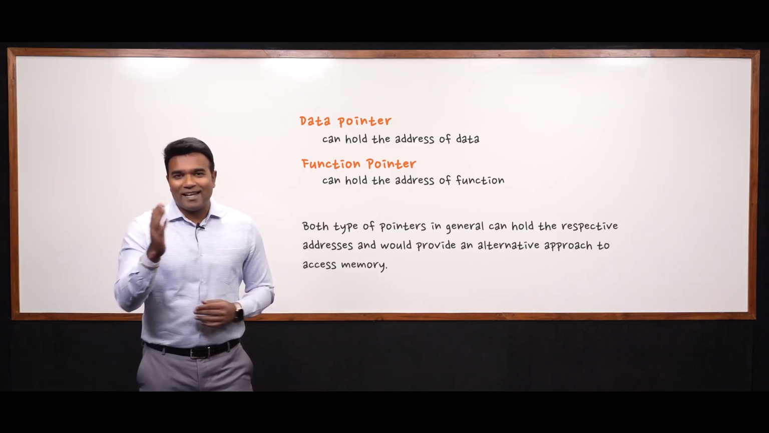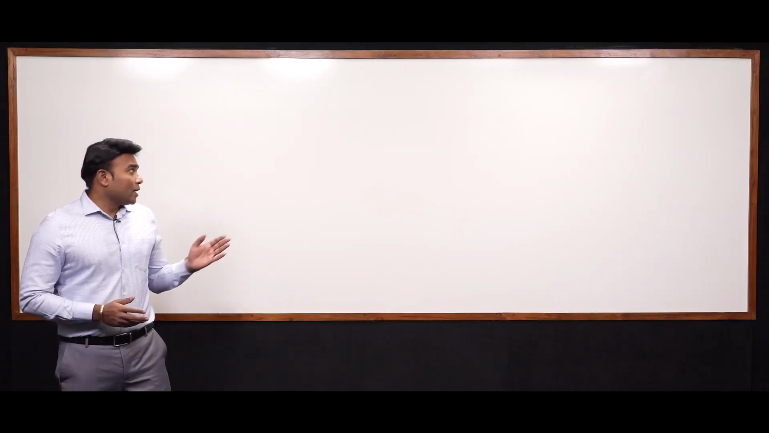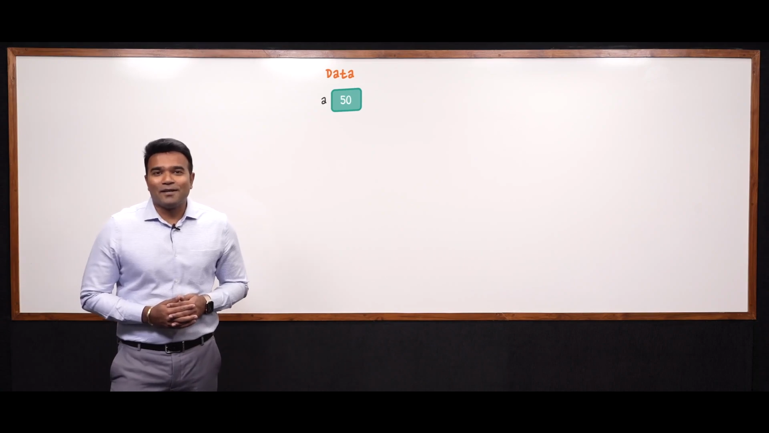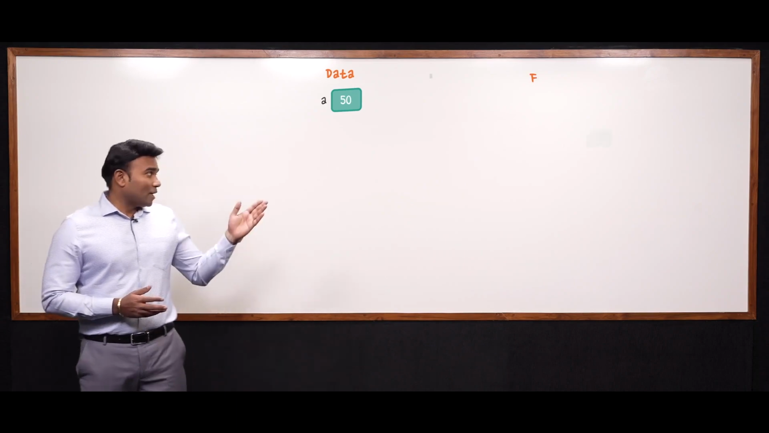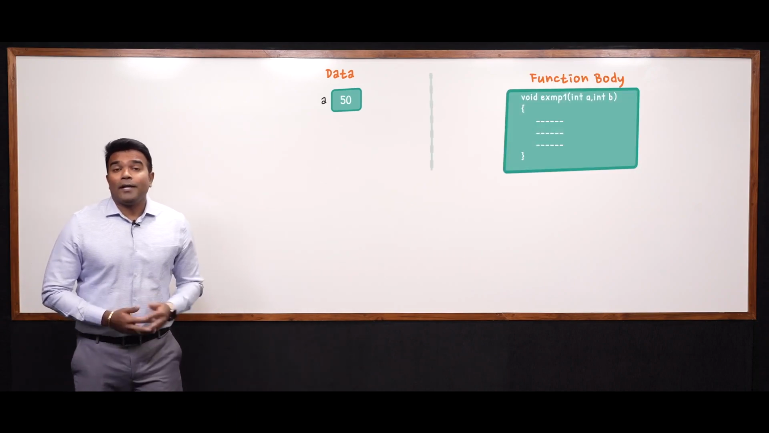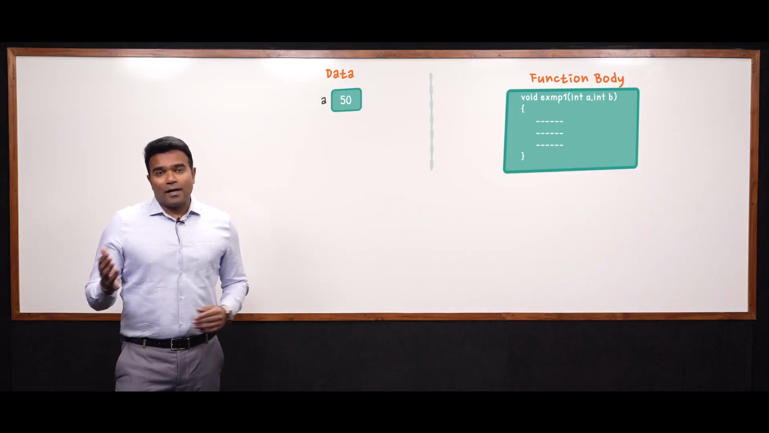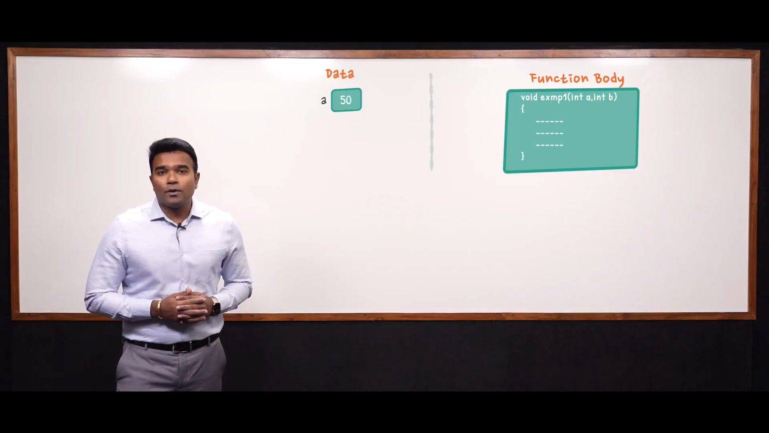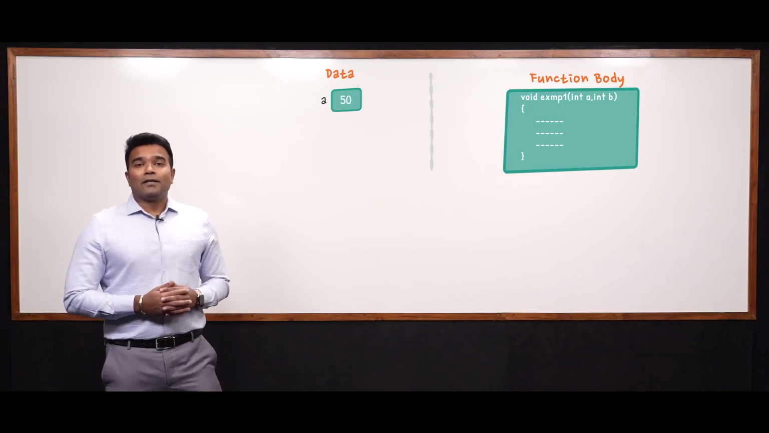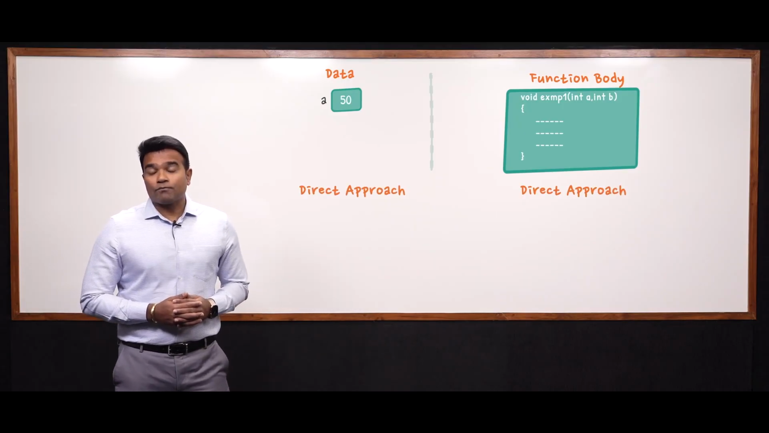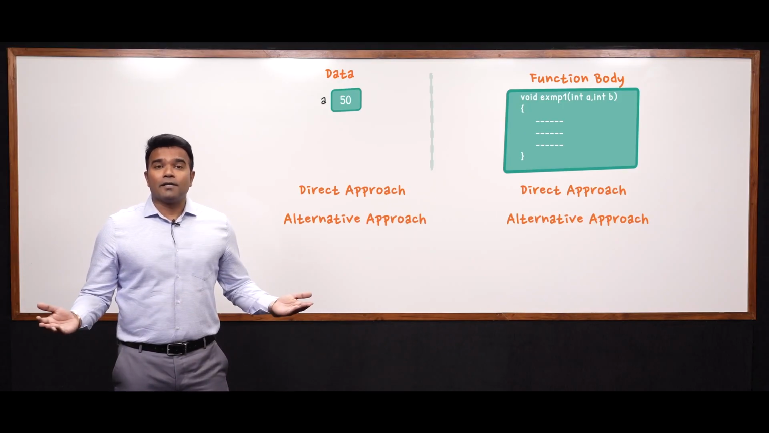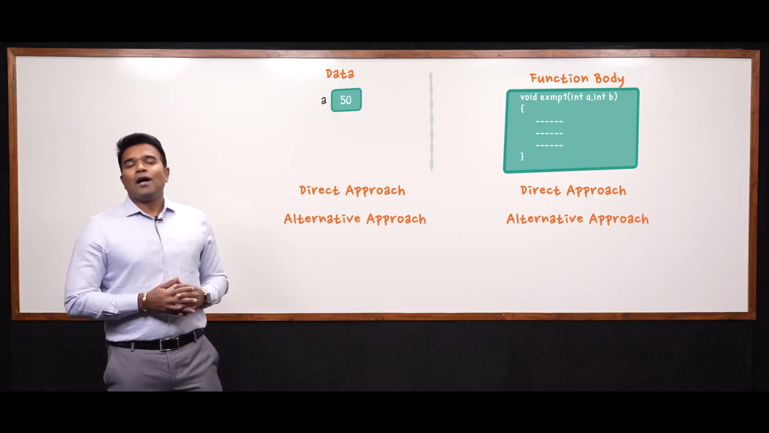What it means, let me tell you. Let's consider a data like this. Similarly, let's also consider that function. Now, I need to access the data, and I need to access the function. And how can I do it? Well, I can do it either using the direct approach or the alternative approach. Any of the two I can be using.